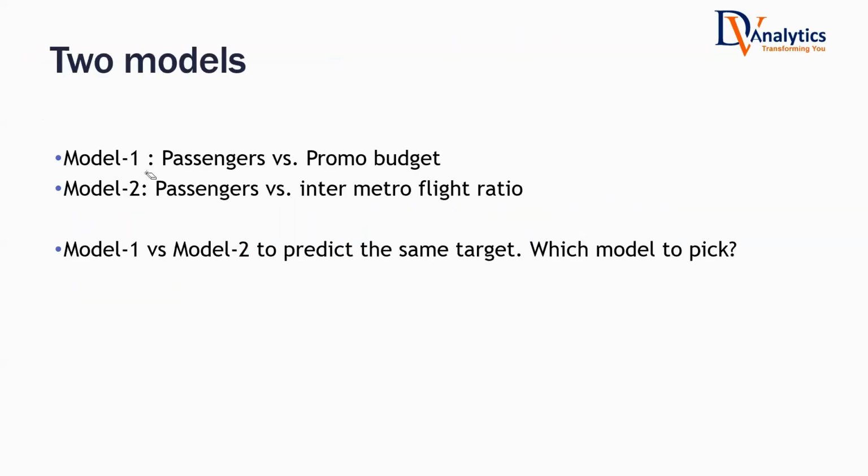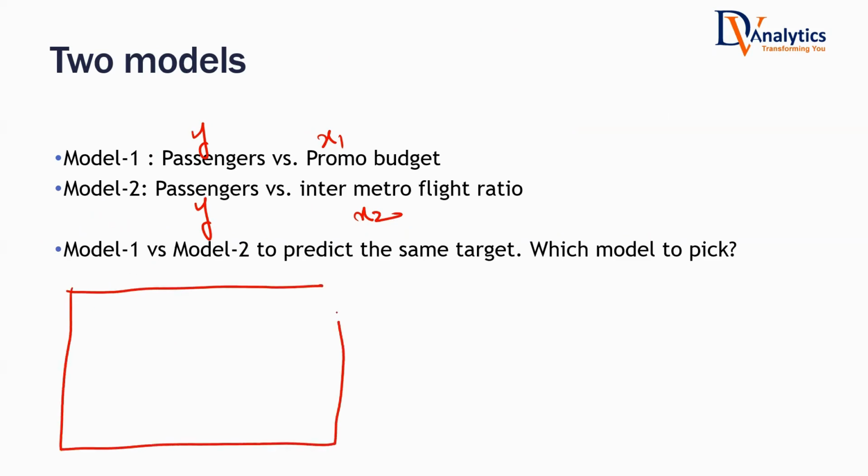So here we have a scenario where model M1 is predicting passengers, model M2 is also predicting passengers. But which model's predictions should I take seriously when I compare these two models? That is a question that arises. So here is how you can answer this question. Take your data.